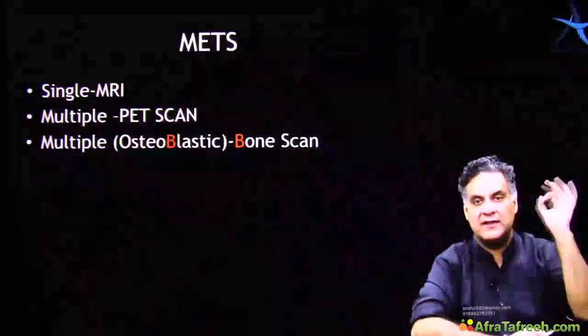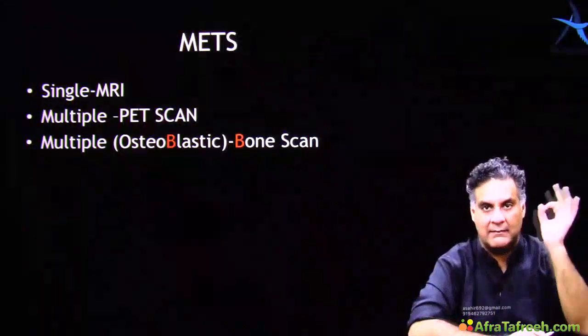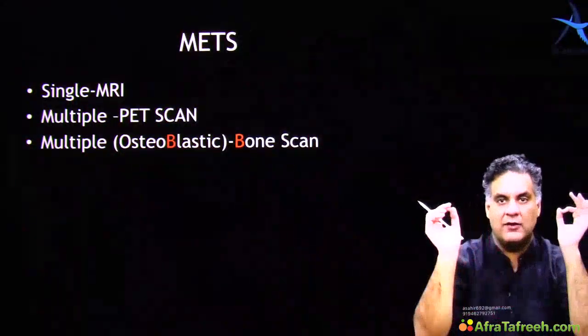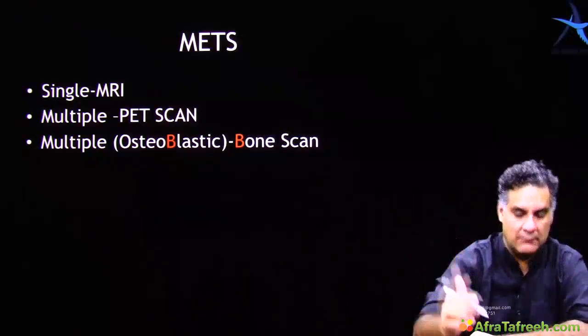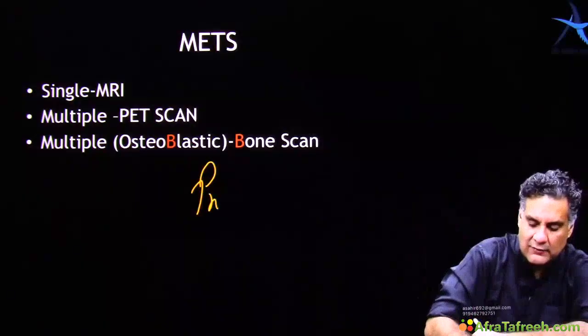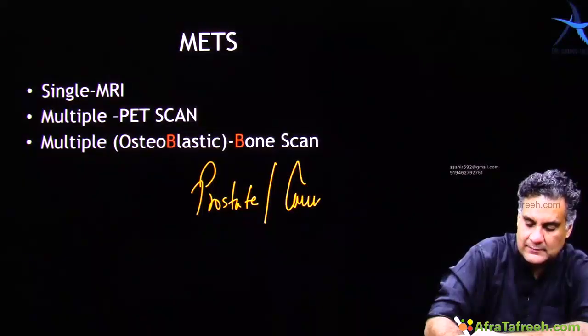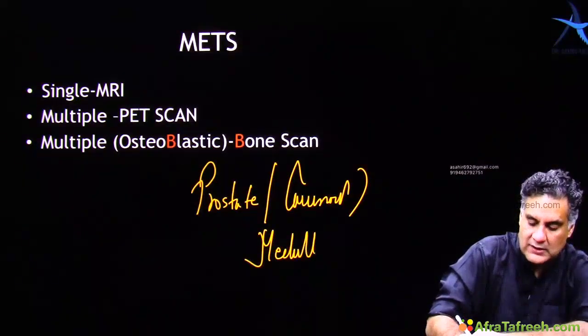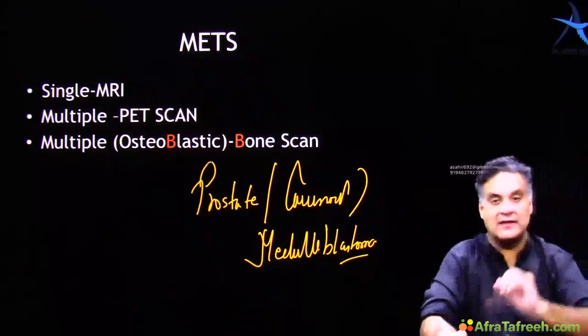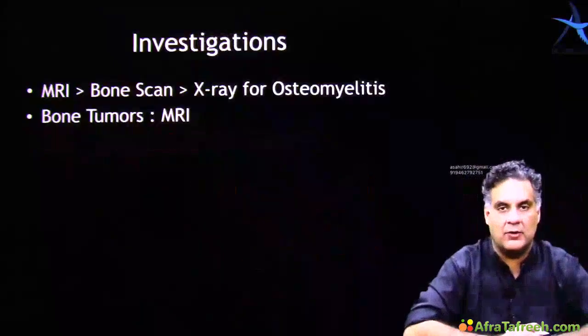So if you have a single lesion of a metastasis, MRI, multiple, PET scan, but if you have an osteoblastic lesion, bone scan is quite good, and you will be picking up in a bone scan lesions like prostate cancer, the carcinoids, or the medulloblastoma. All three of them are labeled as osteoblastic metastasis, which is very important, can be picked up on bone scan.